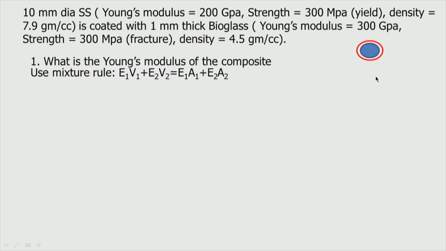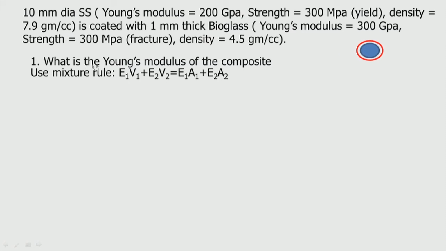As I mentioned, the Young's modulus can be very high for ceramics, but then it does not have a plastic region at all. It has got 300 megapascal fracture strength, and density is 4.5 grams per cc. It fractures as soon as it reaches this. So, there is no ductile region at all for ceramics.